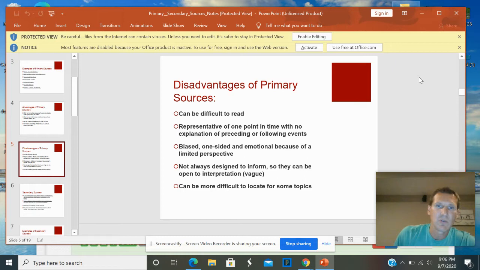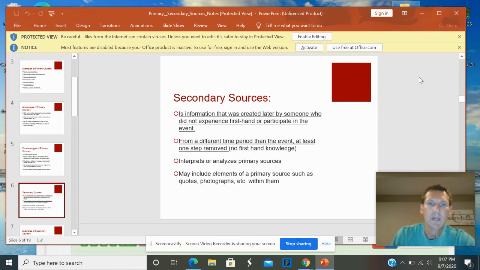And that brings us to disadvantages of primary sources. First, sometimes they can be difficult to read or interpret. They are representative of one point in time with no explanation of preceding or following events, typically. They tend to be very biased because they're from one person's point of view, and emotional because of the limited perspective. They're not always designed to inform either, and so they're written for different purposes. So primary sources can be difficult at times and can be misinterpreted often as well.